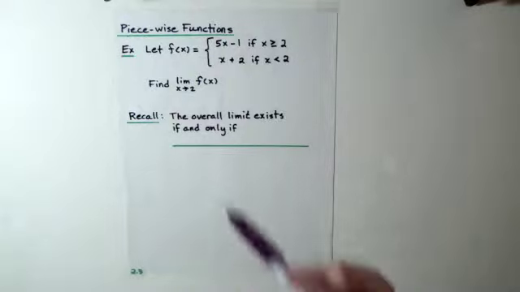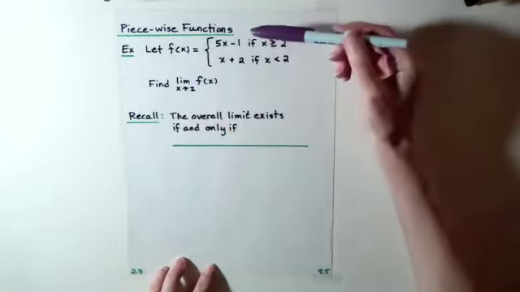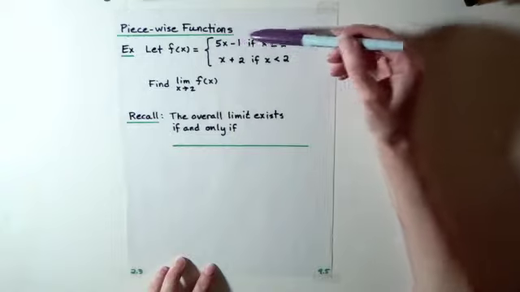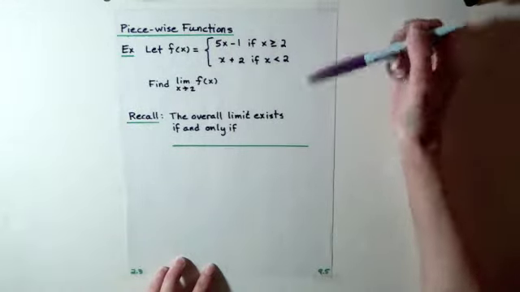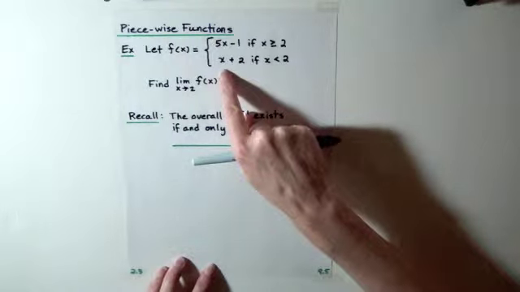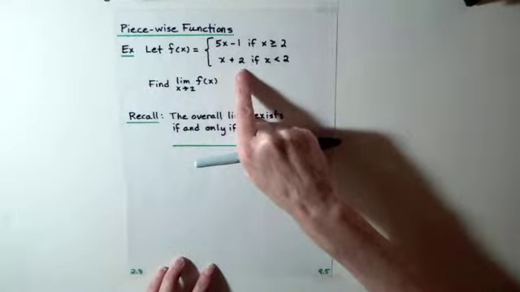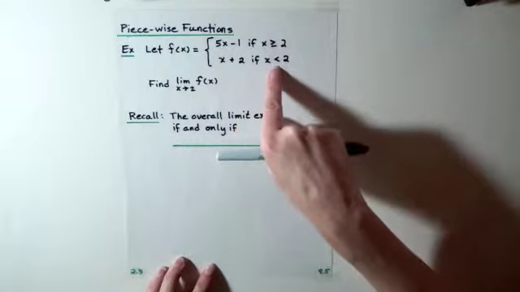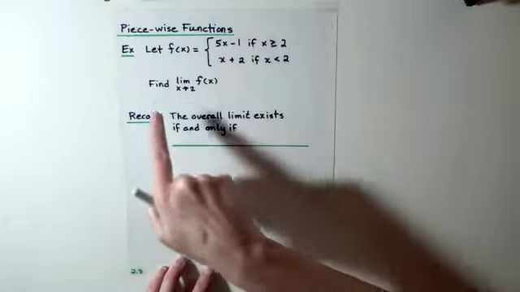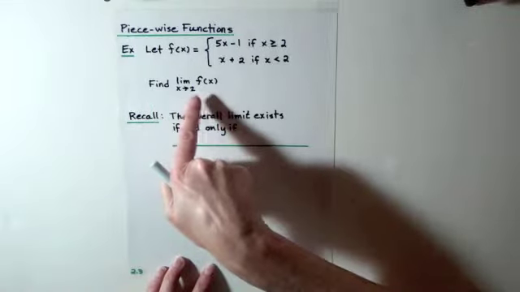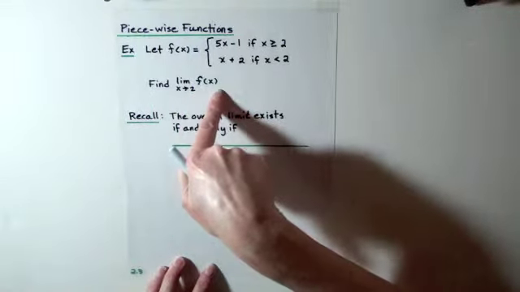So here I have a function f of x that has one rule, 5x minus 1, whenever the input into the function is greater than or equal to 2, but an entirely different rule, f of x is computed using x plus 2, whenever the number I'm putting into the function x is less than 1. We are asked to find the limit as x approaches 2 of this function f of x.